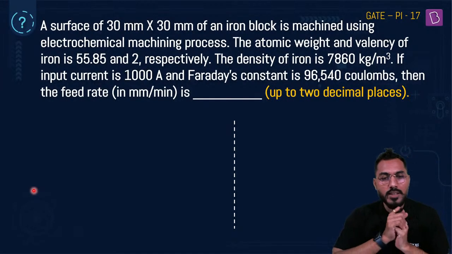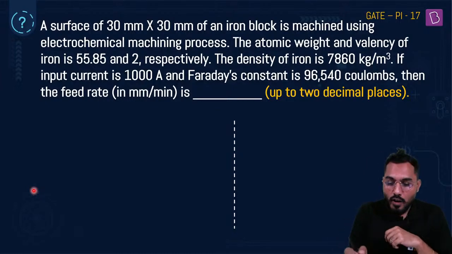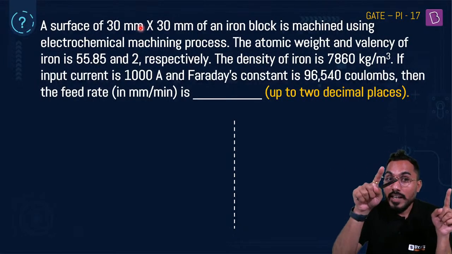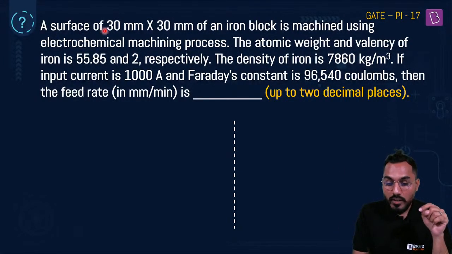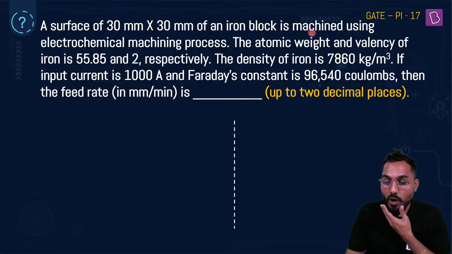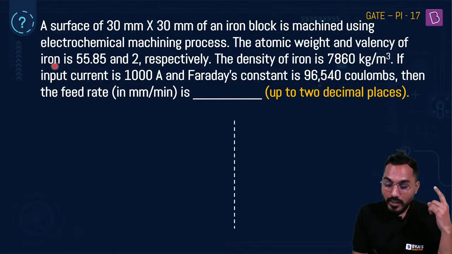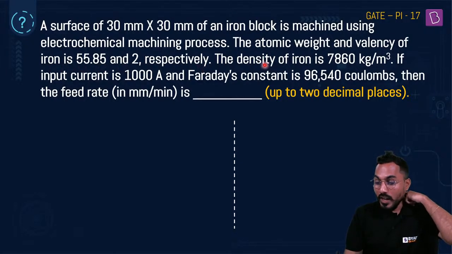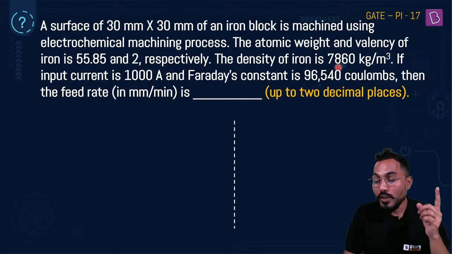Tell me the answer. A surface of 30 by 30 mm of an iron block is machined. What is this 30 by 30? It is the area which is getting machined, which is nothing but exactly equal to the cross section area of the tool. A surface of 30 by 30 mm of iron block is machined using electrochemical machining process. The atomic weight and the valency of iron is 55.85 and 2 respectively. The density of iron is 7860 kg per meter cube.